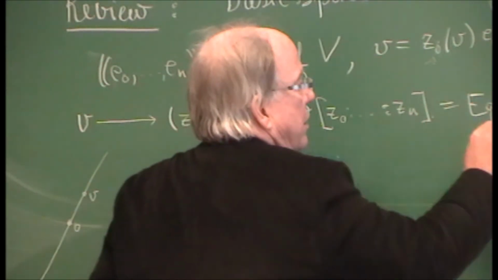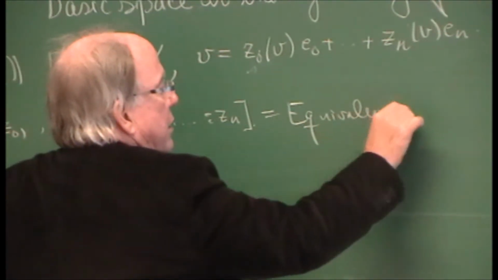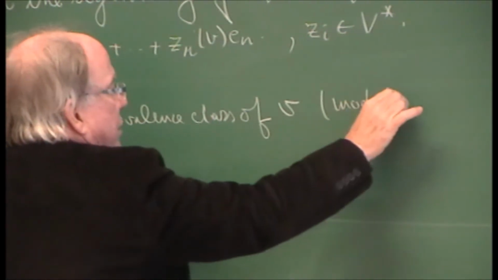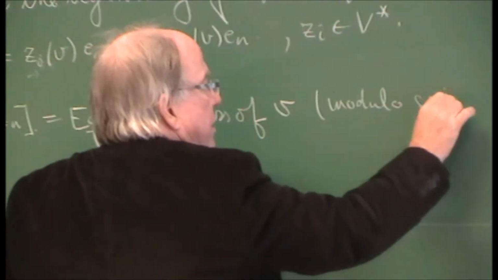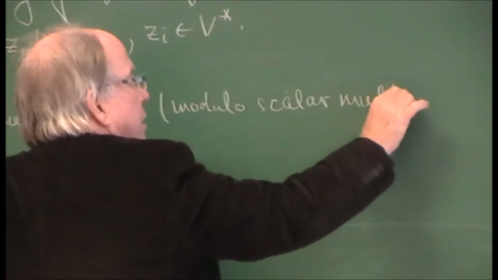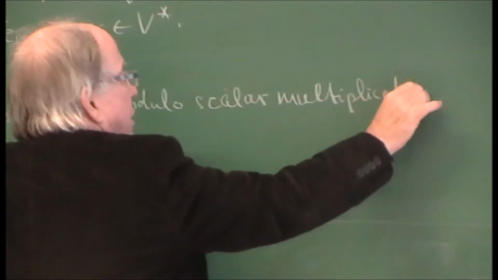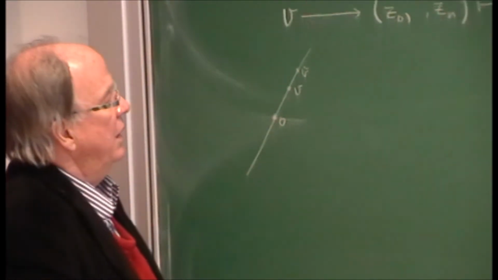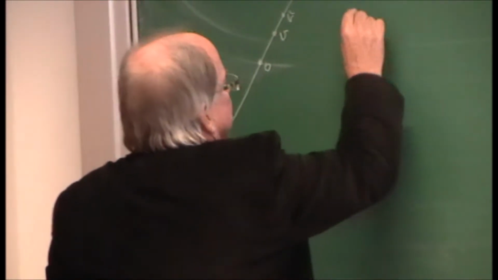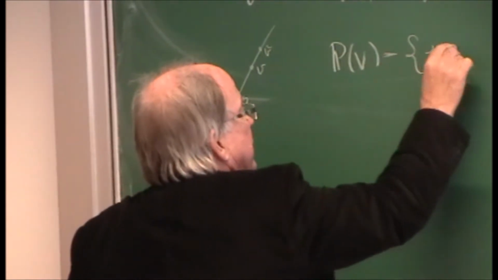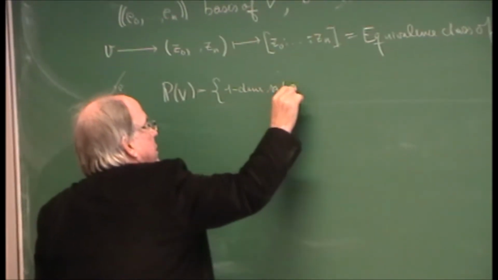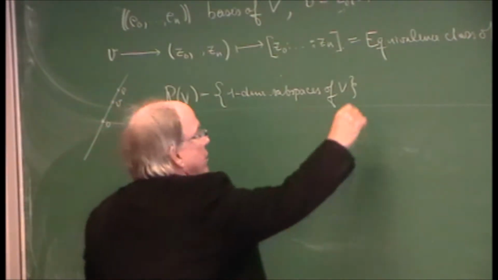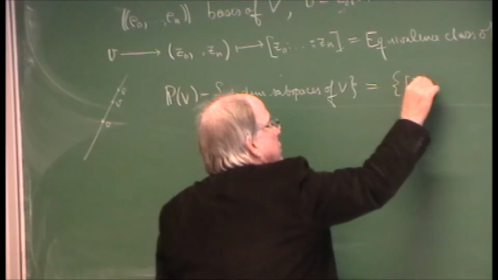So the vector modulo dilation, okay, scalar multiplication. So it doesn't matter which vector you take in this line, you get the same equivalence class. And so the projective space, which is the set of one-dimensional subspaces, so we often say a set of lines, but we really mean subspace, can be really thought of as just being parameterized by these homogeneous coordinates.